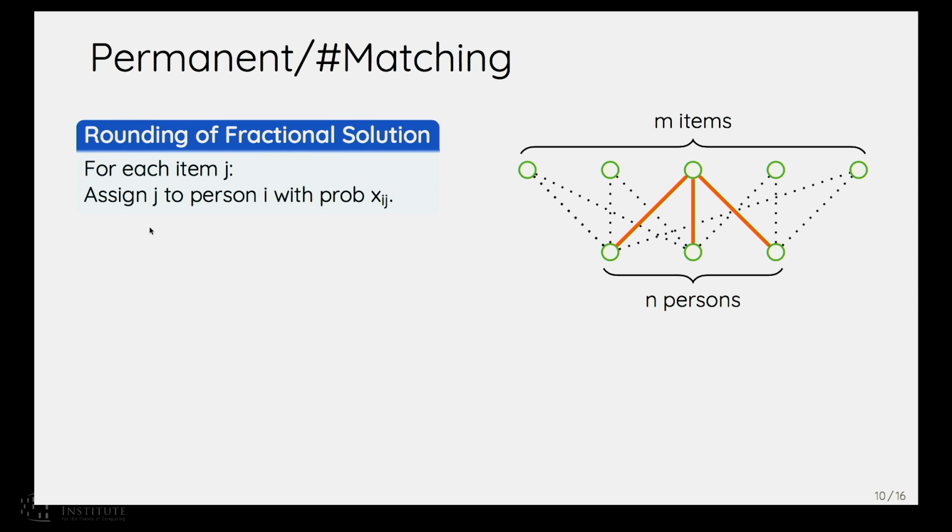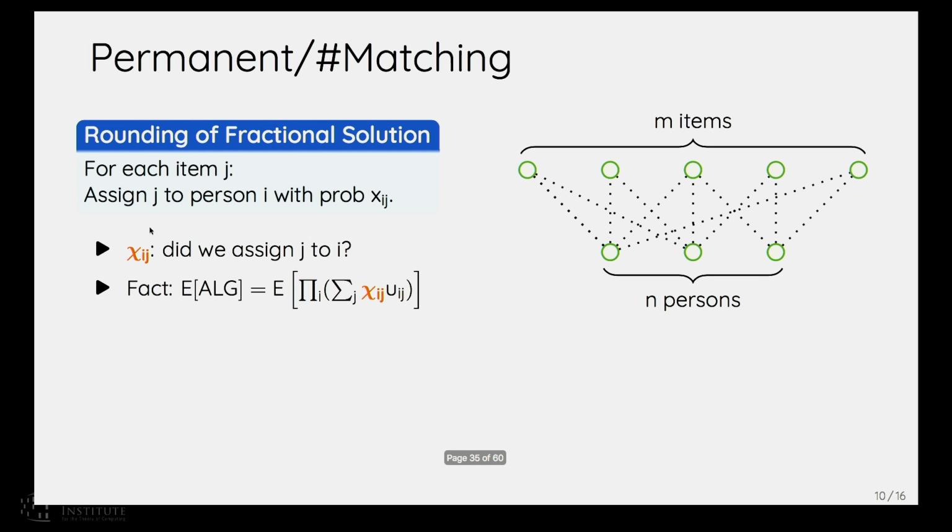So again, remember that the rounding of my fractional solution was very simple. For each item, I look at all of the people, and I assign it to one of them with probability xij. Okay. So let's introduce these random variables, chi ij, which indicates whether we assigned item j to person i. So the expectation of the algorithm is exactly the expectation of the product of the utilities when you replace the xij's by these chi ij's.